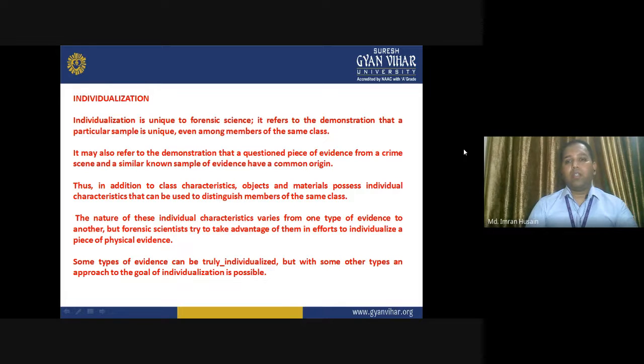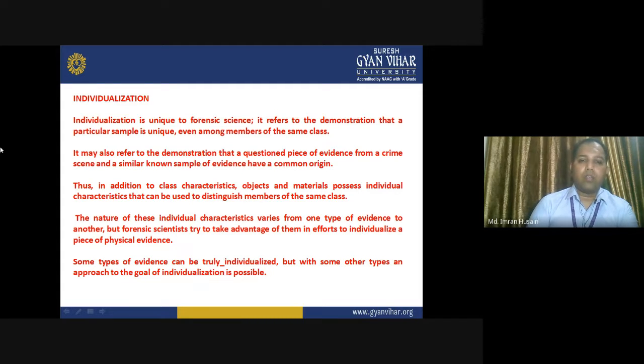So they can very easily demonstrate what the origins of that particular object are and how that object made itself different from others. So this is how one can understand the evidence, how it is different from all the other types of evidence, and how individually they represent certain characteristics. The nature of these individual characteristics varies from one type of evidence to another, but forensic scientists try to take advantage of them in efforts to individualize a piece of physical evidence.